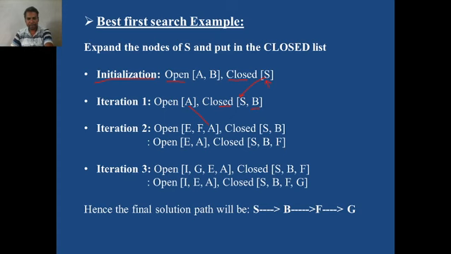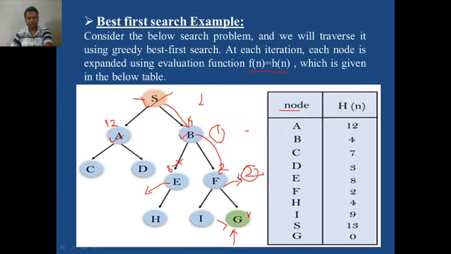In the next iteration, what will happen? Can you tell me? After this, F has two successors, I and G. What is the heuristic cost associated with I? The heuristic cost associated with I is 9, so you can write 9 here. And what is the cost associated with G? It is 0. So obviously 0 is less than 9. So therefore we cannot follow this particular path from F to I. That means we have to put I in which list? Open list, and we can put G in the closed list.